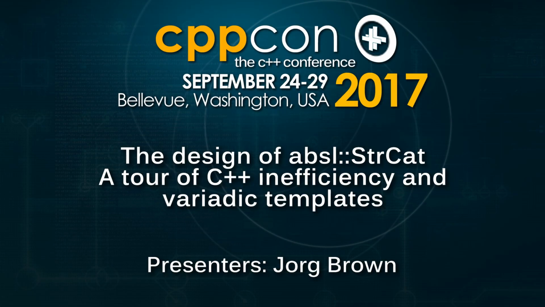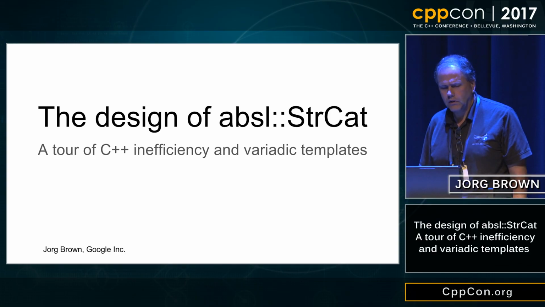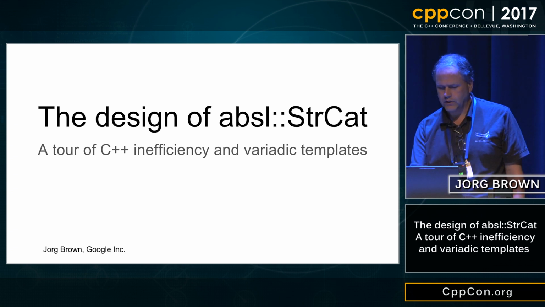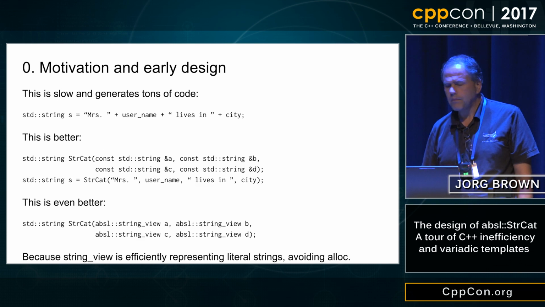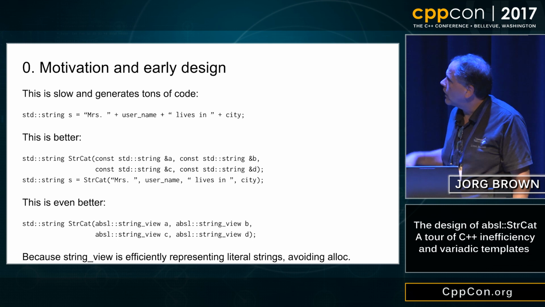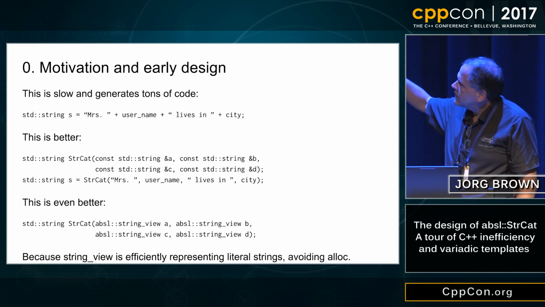Right. As she said, my name is Jorg Brown. I did most of the design work for something called StrCat, which is part of absl. And it's kind of interesting because it provides a little tour of C++ inefficiencies and some interesting techniques with variadic templates.